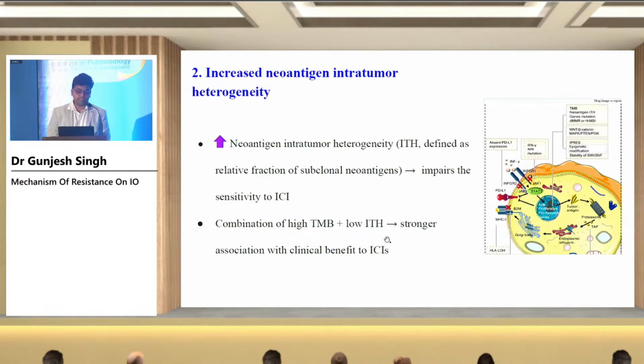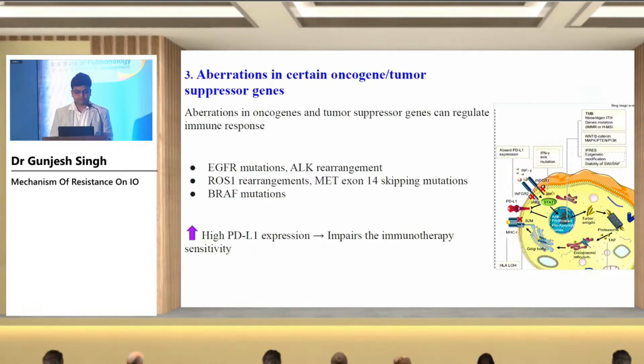Another mechanism of intrinsic tumor resistance is increase in neoantigen intra-tumor heterogeneity. Now we have different types of neoantigen in the tumor. That is heterogeneity in neoantigen, and that is defined as intra-tumor heterogeneity, relative fraction of subclonal. Now we have subclonals. Many clones of neoantigens are now present in the tumor, and that impairs sensitivity to immunotherapy. So combining high tumor mutation burden along with low intratumoral heterogeneity, we can predict the benefit from immunotherapy.